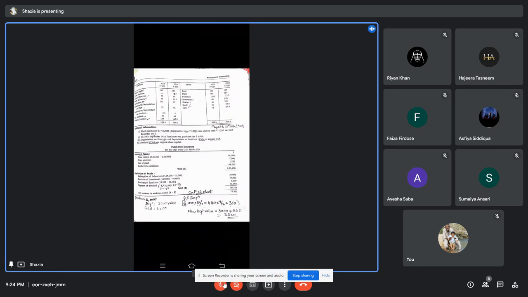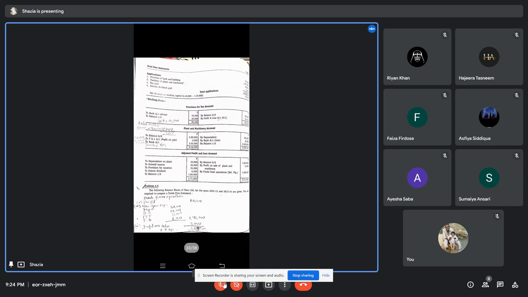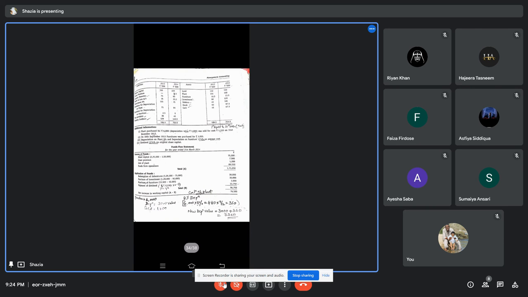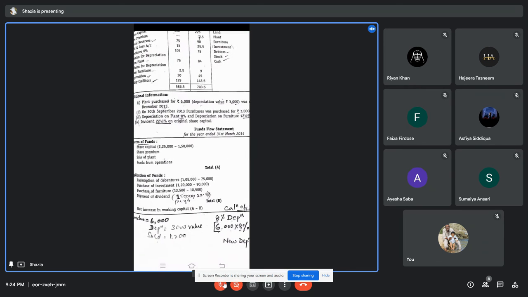See here, share capital is 2,25,000 minus 1,50,000, 75,000. Okay. How have they done? Oh, share premium भी है नहीं? Share premium. 22.5 on the original share capital. So 7,500. I think this adjustment, see here they have done. Yeah, here it is.